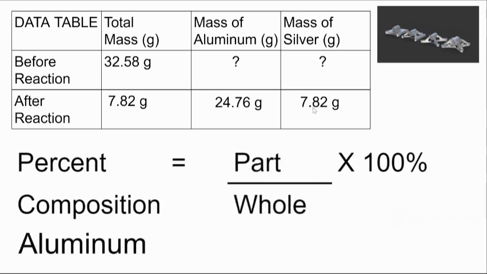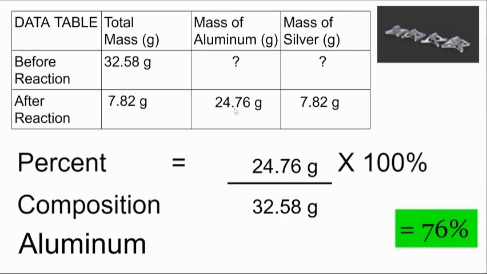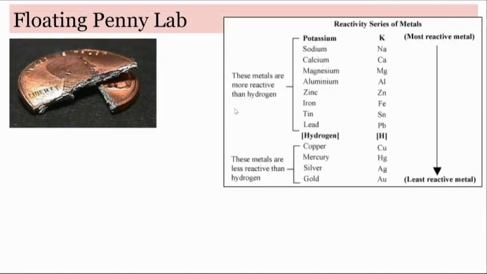If we want to do the same math for aluminum, we would take our part, 24.76, divided by our whole, 32.58, divide those values and multiply by 100, and we should get 76% aluminum. So if we look at your floating a penny lab, in your floating a penny lab, we can see with a penny that's been cut through that we have two metals. Copper, which is plated on the outside, just a thin layer of copper, as well as zinc, which is the metal that makes up most of the mass of a penny in the middle.